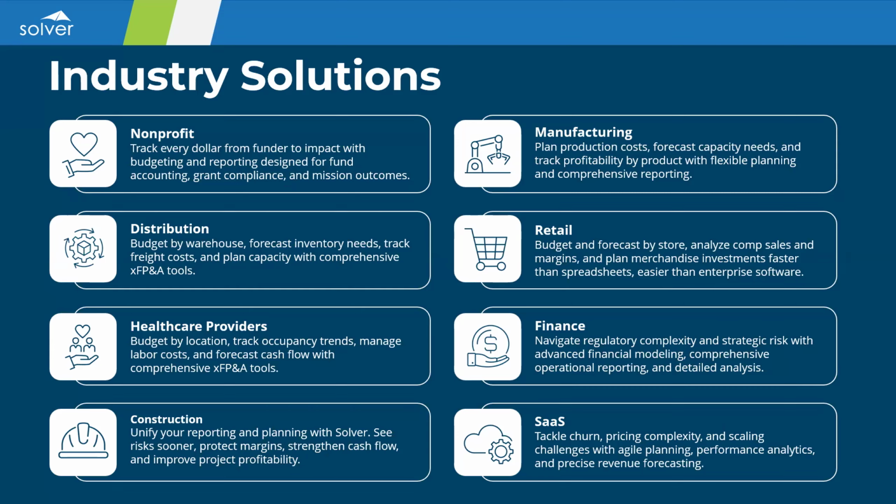And these are reports and templates that are already designed with your KPIs and your decision-making framework in mind. So these are some of the example industries that we have. In the manufacturing business, you're probably thinking about production planning, capacity planning, tracking profitability by product, and that's very different than the nonprofit business.